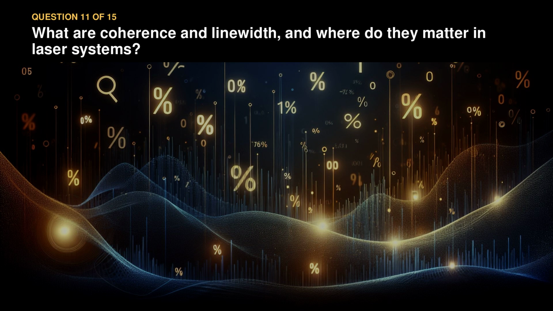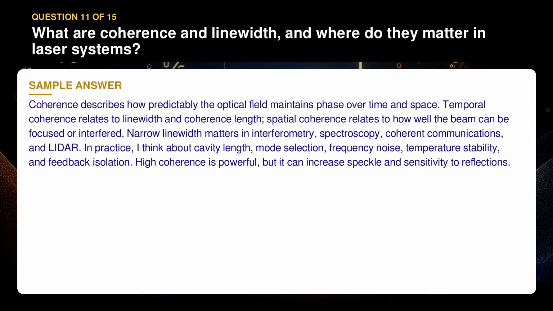Question 11. What are coherence and linewidth, and where do they matter in laser systems? Coherence describes how predictably the optical field maintains phase over time and space. Temporal coherence relates to linewidth and coherence length. Spatial coherence relates to how well the beam can be focused or interfered. Narrow linewidth matters in interferometry, spectroscopy, coherent communications, and LiDAR.